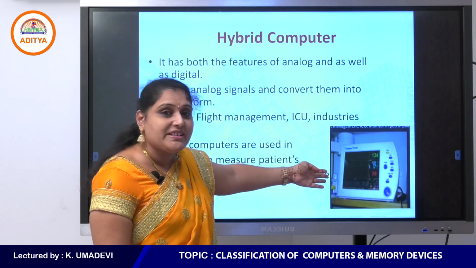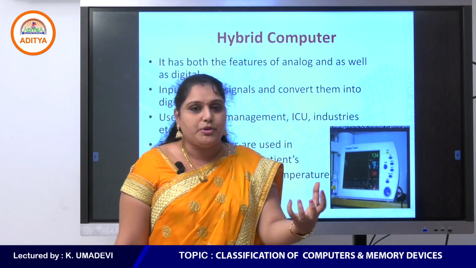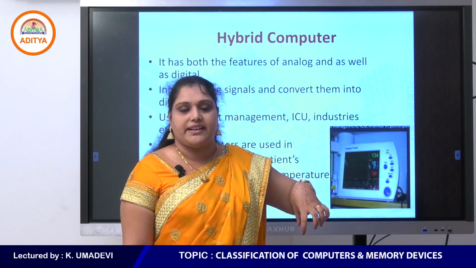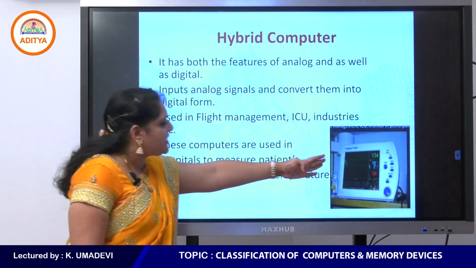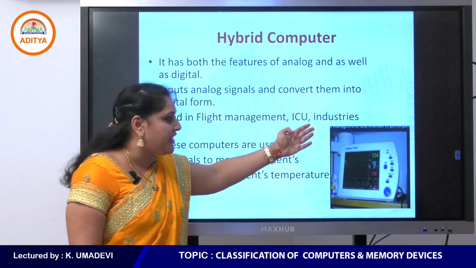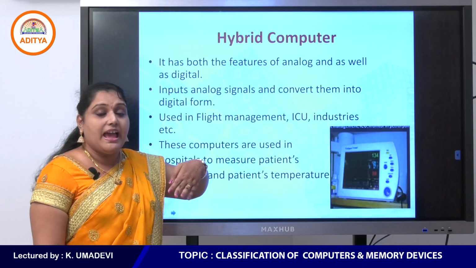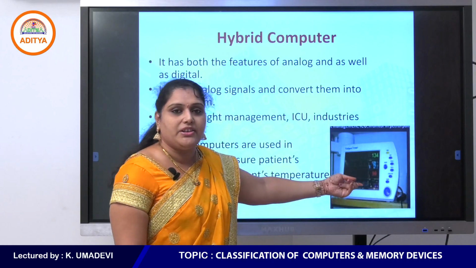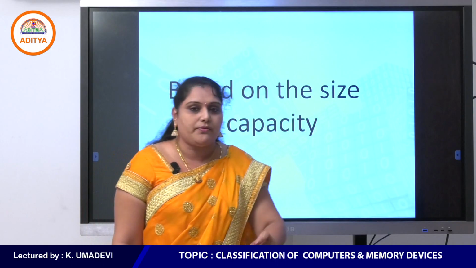So what is the purpose of this device? First, the hybrid computer accepts the input in analog signals and then converts them into digital data. See this example: this device is used to monitor a patient's heartbeat and temperature. That means the input is in analog signals and later it converts them into digital values. Okay students? So these are the different types of computers.